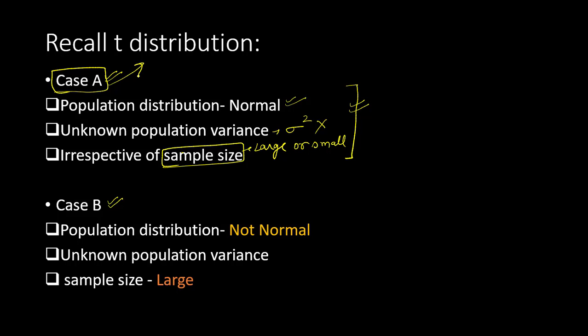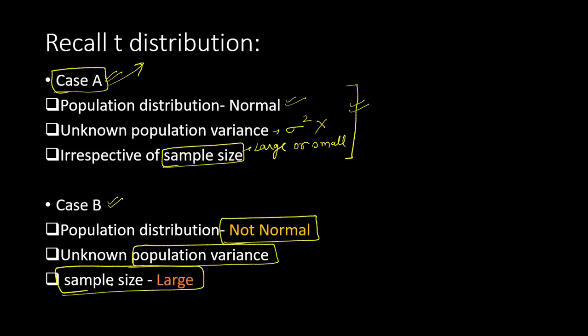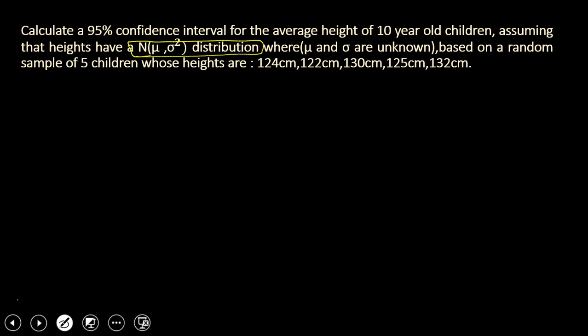Similarly, let us come to case B. If the population distribution is not normal and we don't know the population variance, but the sample size is large, then also our T statistic would be valid in deriving the confidence interval. Now depending upon cases A and B, let us see which case our data falls in, based on the data given in the question.